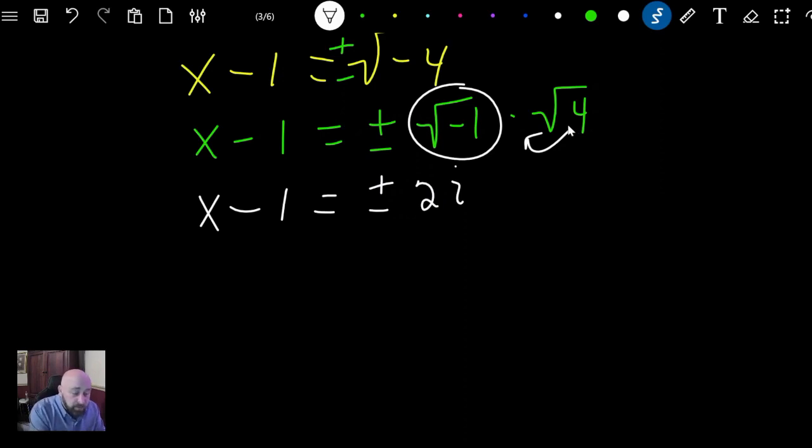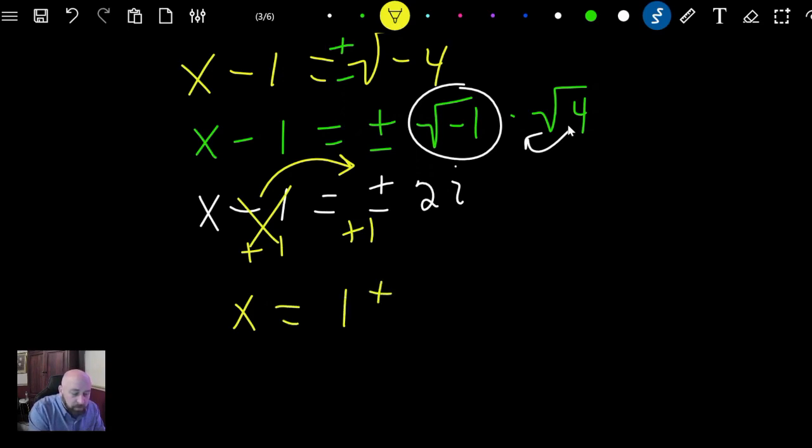And now we want to move this to the other side. We'll move this negative 1 to the other side by adding 1 to both sides. It's going to cancel here, add our 1 over here. X equals 1 plus minus 2i. And that would be our answer. Now, we could write it, x equals 1 plus 2i, and then write it again, x equals 1 minus 2i. That's fine. Or you can just use this plus minus sign. I think the book kind of shows it to you written both ways.